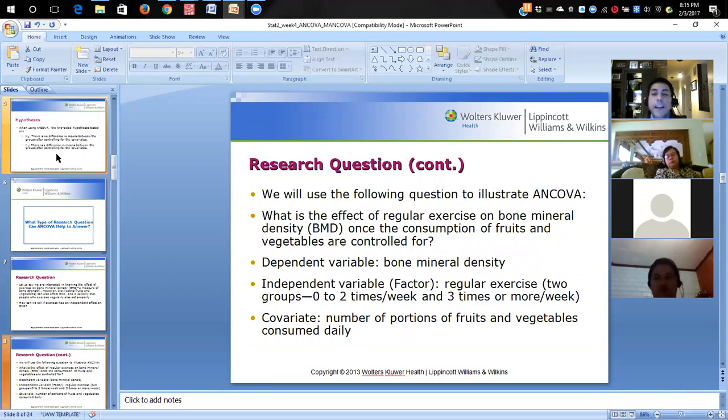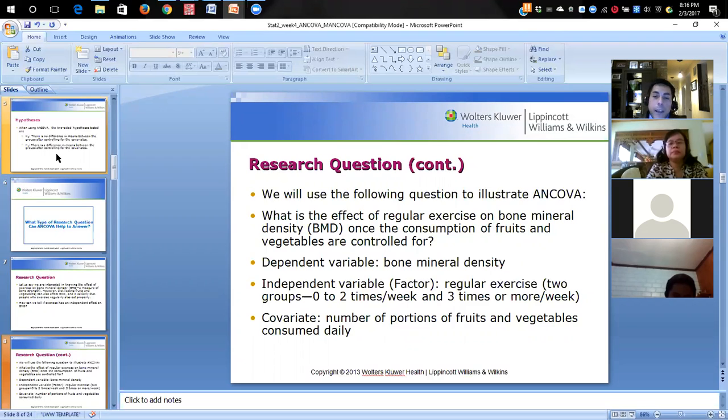So we will use the following question to illustrate ANCOVA. What is the effect of regular exercise on bone mineral density once the consumption of fruits and vegetables is controlled for? So our dependent variable will be the bone mineral density. Our independent variable, or our factor, would be the exercise. We have two groups. One, we put a value of 0 on SPSS, and this is the group that exercises 2 times per week.